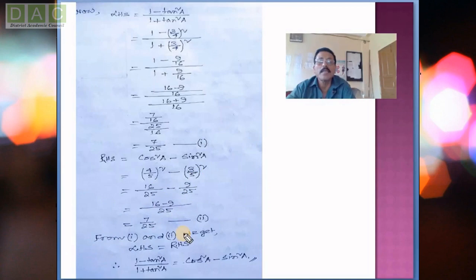From 1 and 2 we get left hand side equal to right hand side. Why? Because in equation 1 you got 7/25 and in equation 2 also you got 7/25. Both are the same. So you can show left hand side is equal to right hand side. Therefore you write that question again: (1 minus tan² A)/(1 plus tan² A) equal to cos² A minus sin² A. So this sum is also complete.